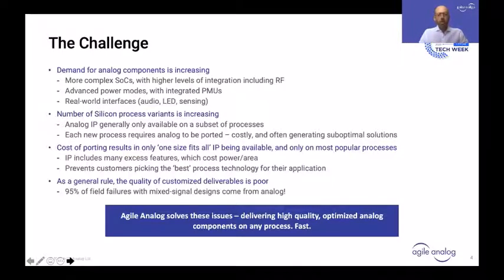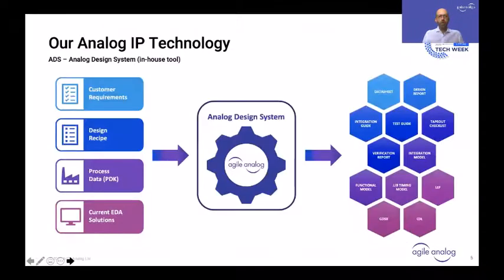So at Agile Analog, we're solving all these issues. We're delivering high quality, optimized analog components on any process quickly. And the way we do it is using design automation. So we have our own in-house tool, which we've called ADS, or Analog Design System. And this tool has 4 components as inputs to it.